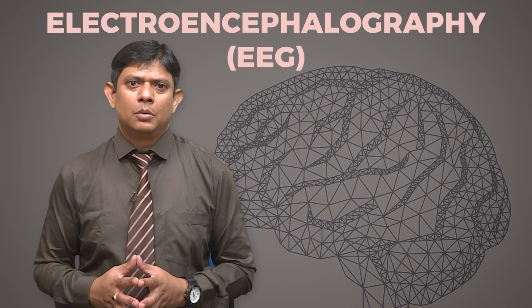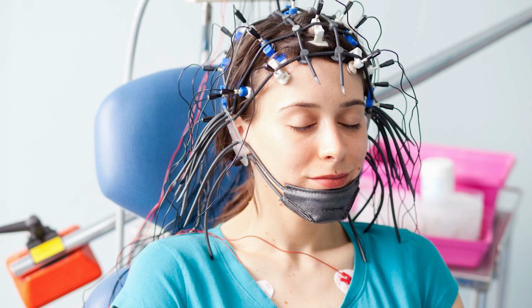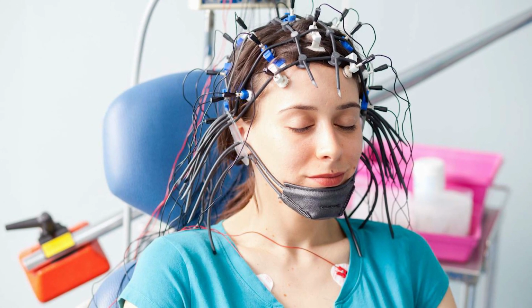Now, it is time to dive into another interesting topic, electroencephalography, most commonly abbreviated as EEG. First of all, let us find out what electroencephalography, EEG, is. It is a non-invasive neurophysiological technique used to record the electrical activities of the brain. This technique involves placing a set of electrodes on the scalp, which detect and measure the electrical signals produced by the neurons, brain cells, as they communicate with each other.